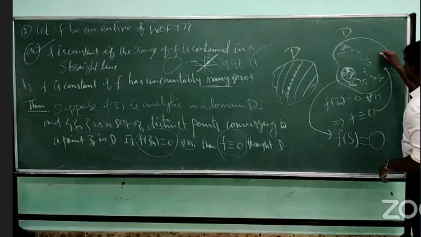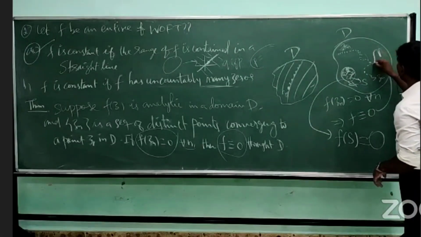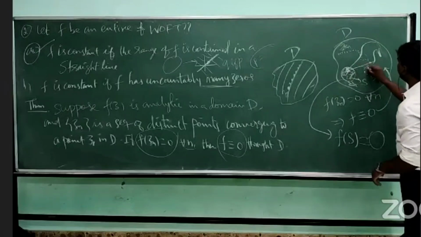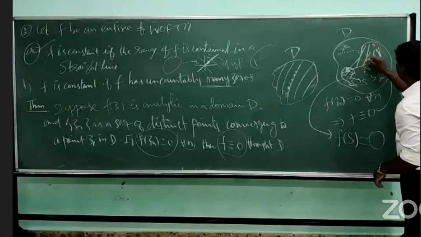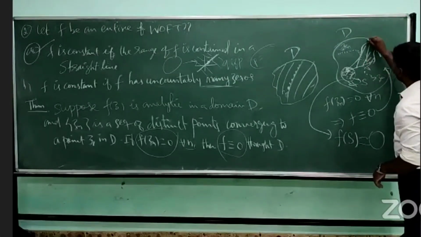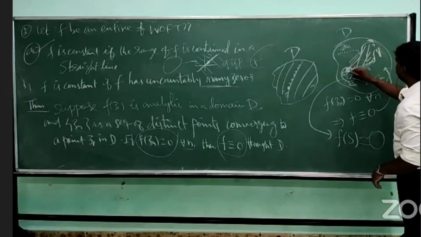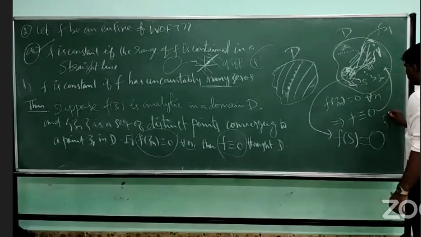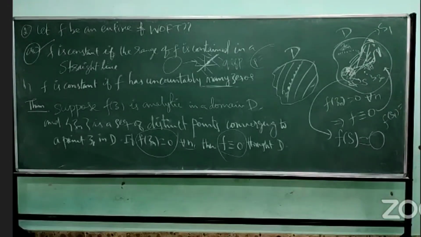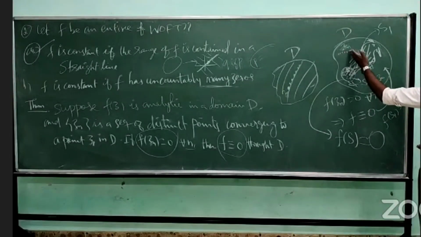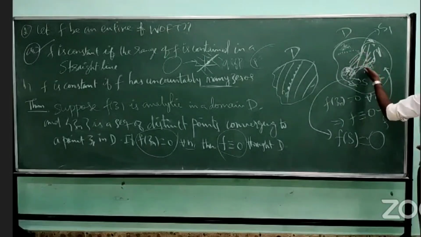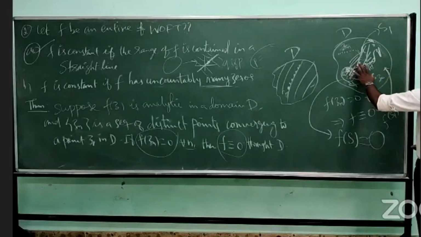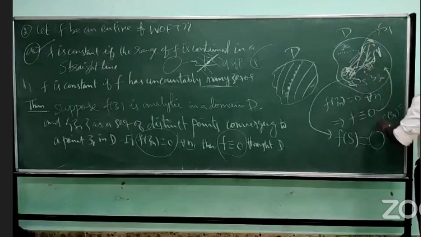Not only this girl, you take any picture. This is some bird, some S1 picture. Now what is f of S1? The same answer. Why the same answer? If f vanishes at every point of the sequence and the sequence converges to a point Z0 in D itself, then f vanishes throughout D. Therefore, the image of S1 is also 0 only.